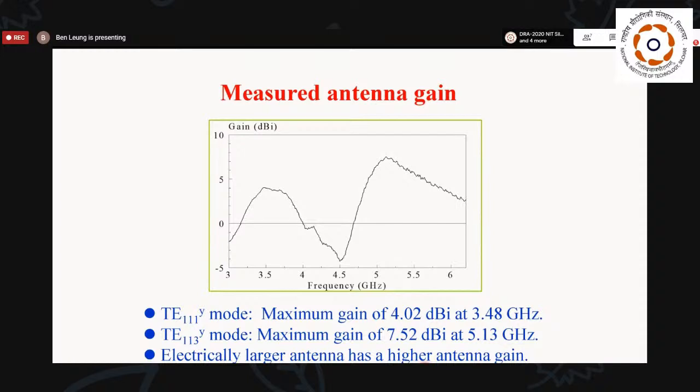This is the measured antenna gain. Now, for the fundamental mode, the gain is about 4.02 dBi. And for the high order mode, it is 7.2 dBi. Now, at the high order mode, the gain is higher than that in the lower frequency mode. It is because it is known that an electrically larger antenna has a higher antenna gain. Now, because we have a single DRA at the higher frequency, it would become electrically larger, and therefore it is reasonable that its gain is higher.